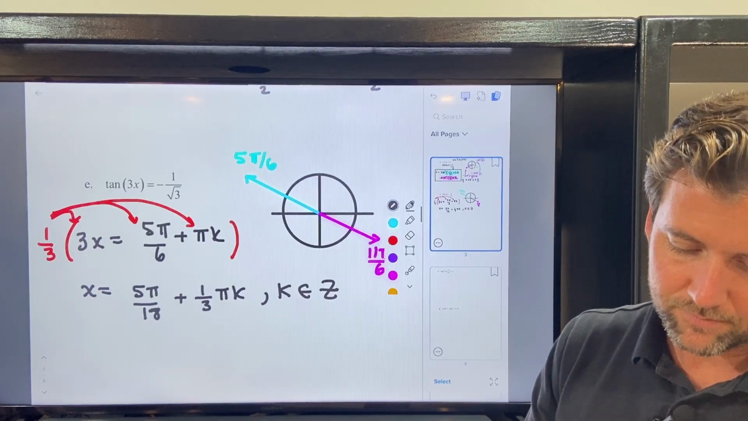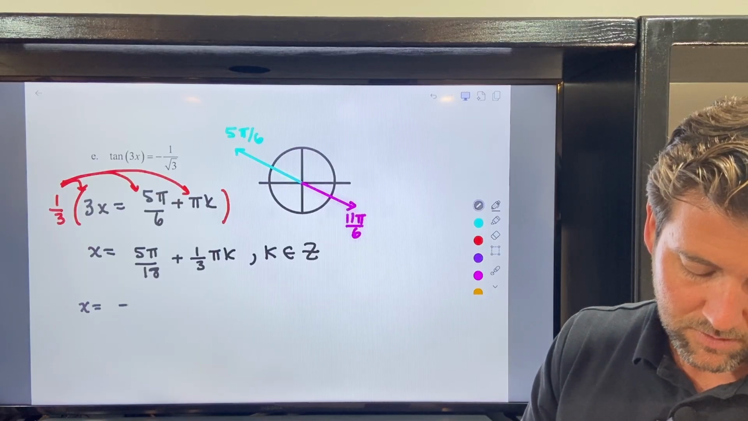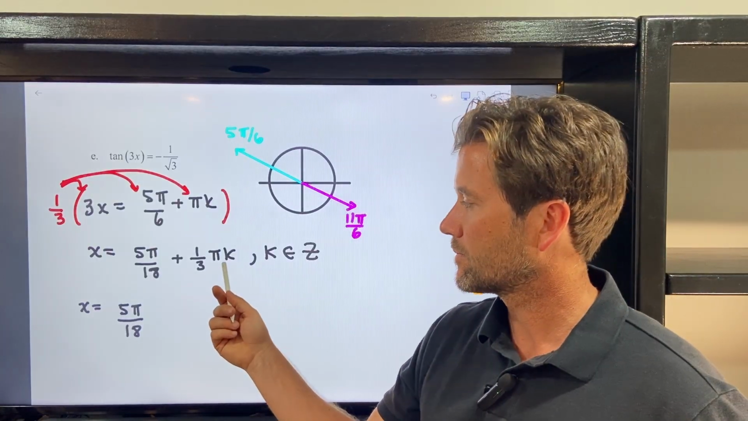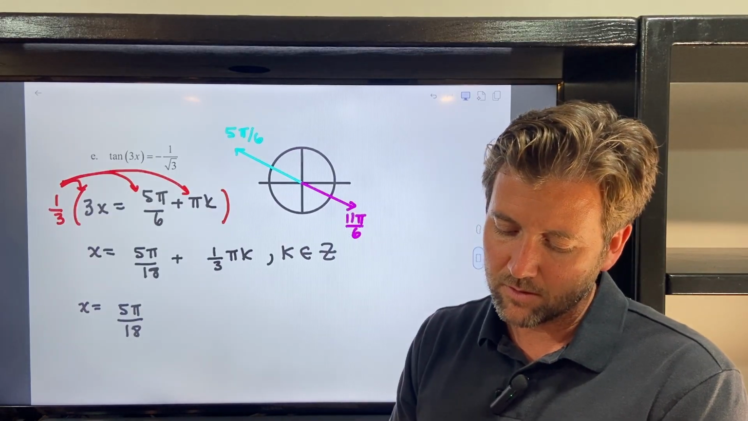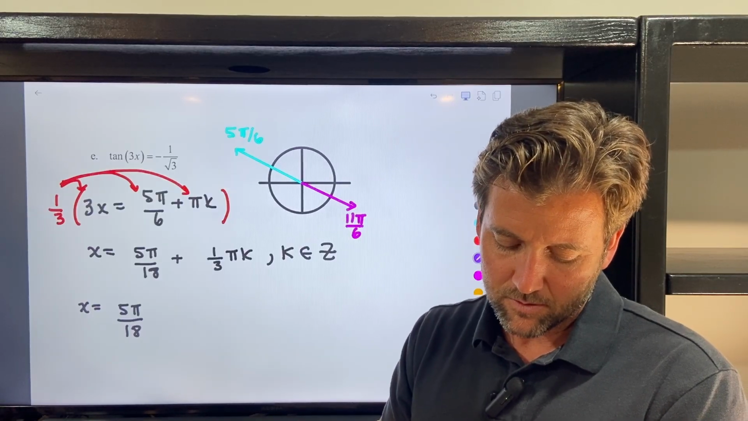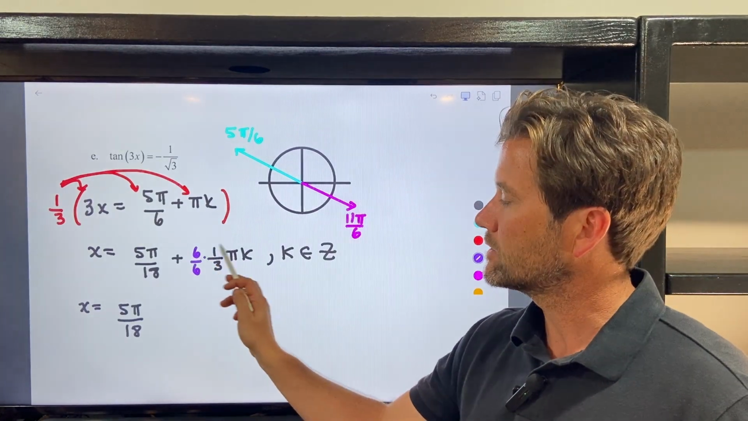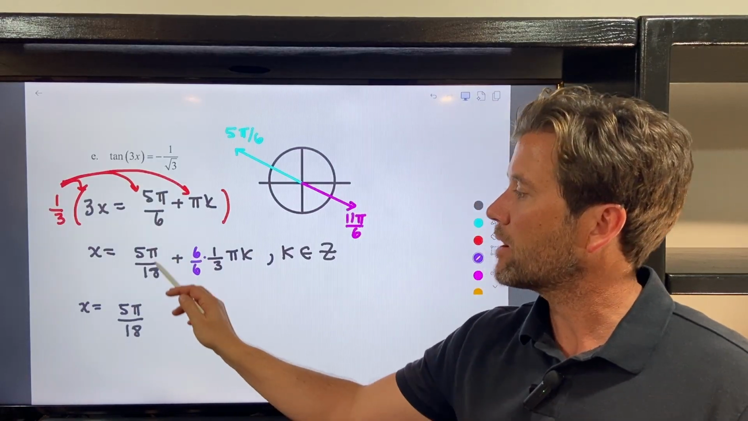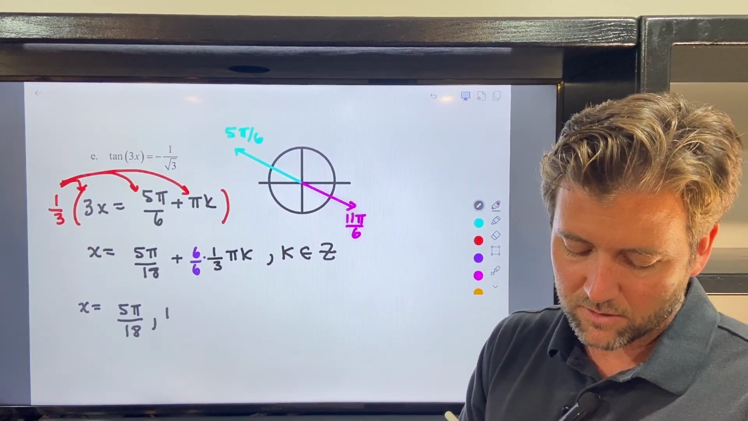All right, so let's start listing our solutions. If k is 0, we get 5 pi over 18. If k is 1, I want to create a common denominator, so I'm going to multiply this by 6/6. 6 divided by 6 is 1. I'm changing the way this term looks, so I can see 6 pi over 18. So if k is 1, I have 5 pi over 18 plus 6 pi over 18 is 11 pi over 18. That's another solution.